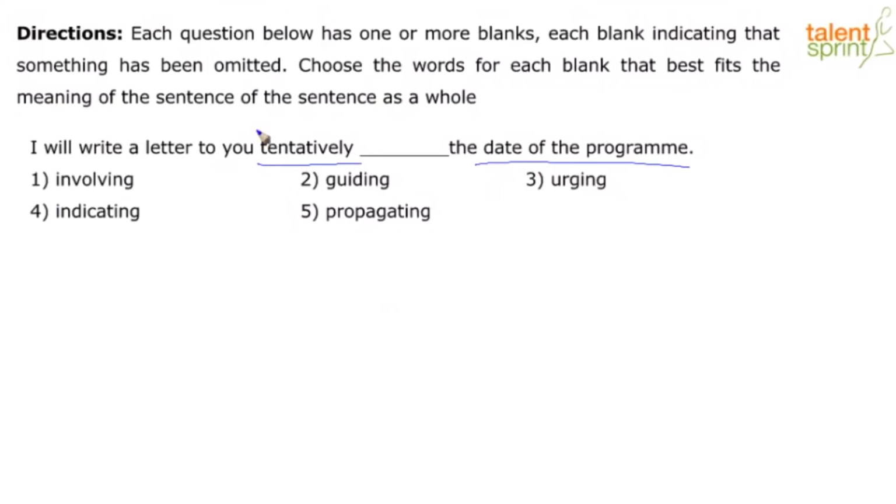And why is he saying tentatively? Because the program date is probably not confirmed. So tentatively, he's going to point out this is the date as of now. This is what we have come up with, but it's not fixed yet. It's not confirmed. That's why the word tentatively. Tentatively means approximately. This could be the date. So involving is not the right word.